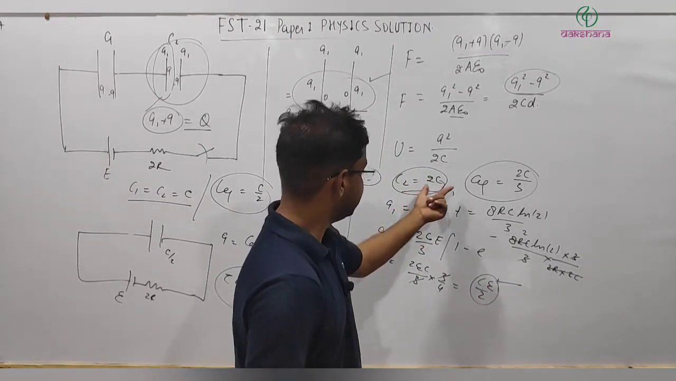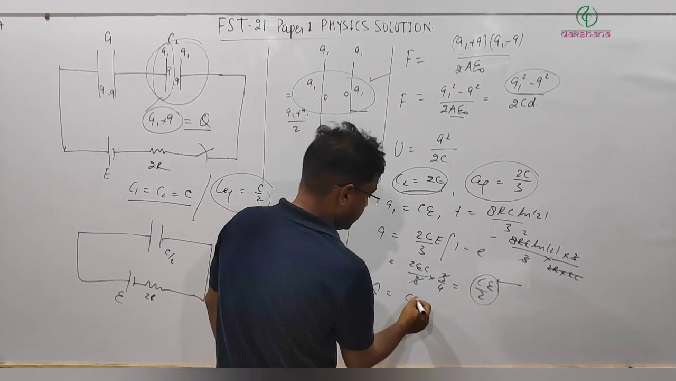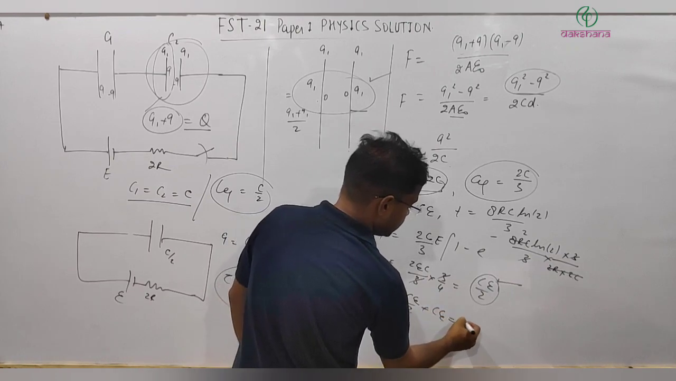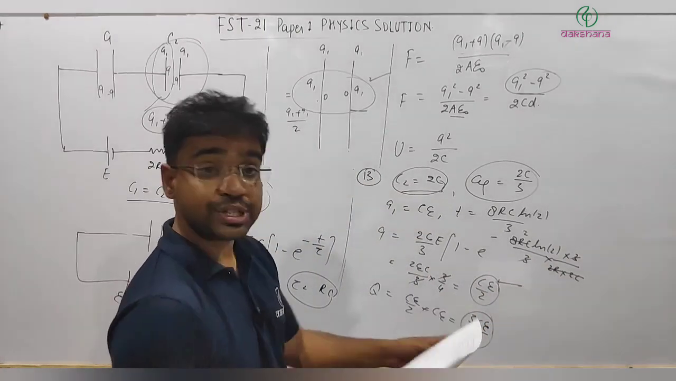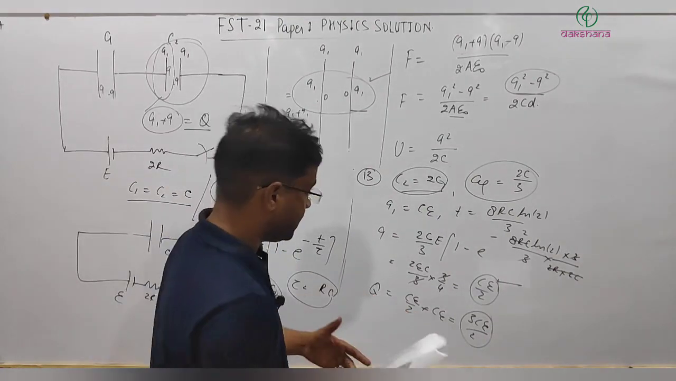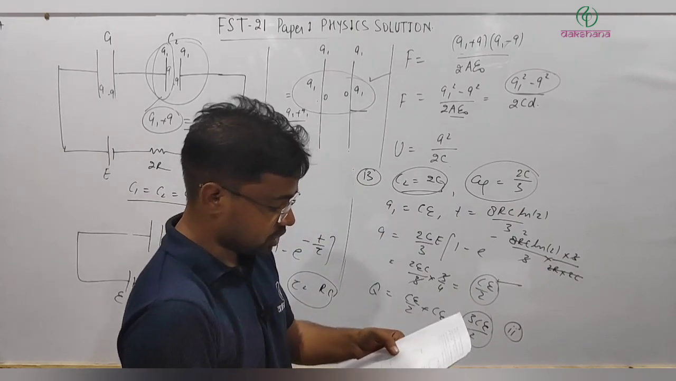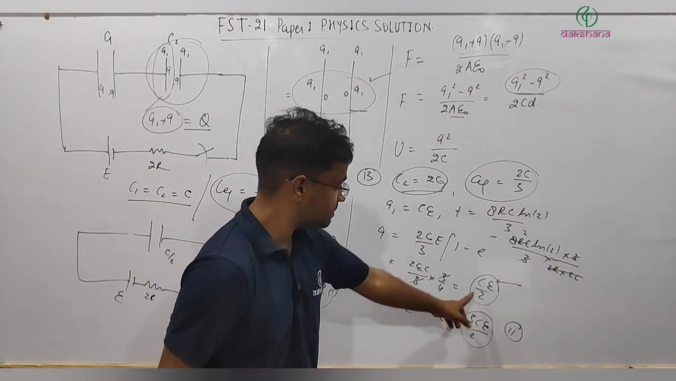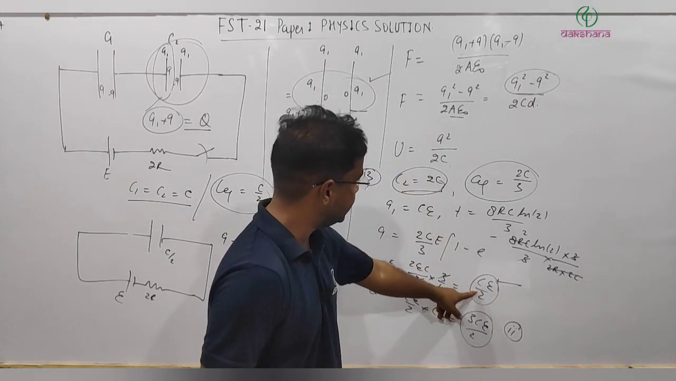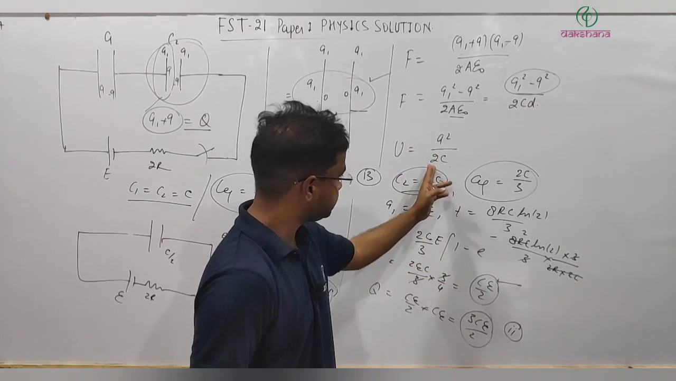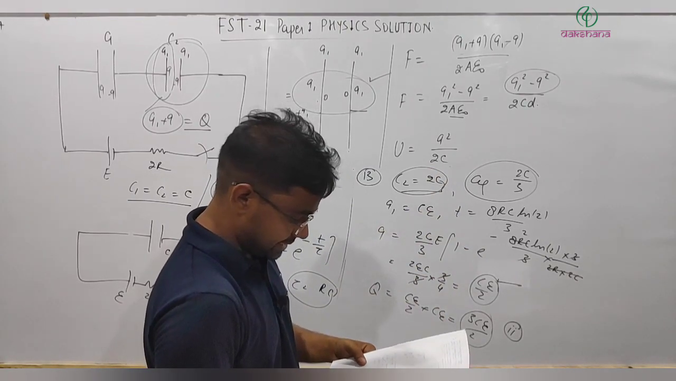Total charge will be this charge plus this. So capital Q is coming out to be CE by 2 plus CE, that is 3CE by 2. Column 2 is talking about charge, so it's matching with second. Next case, it's talking about energy stored. So energy stored depends on Q square by 2C, which you can get by simply substituting.